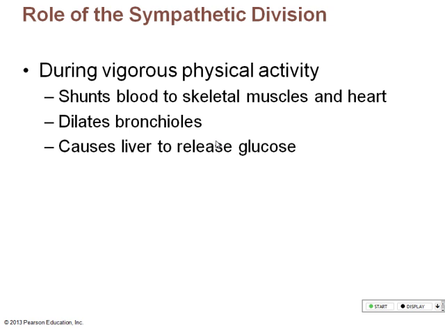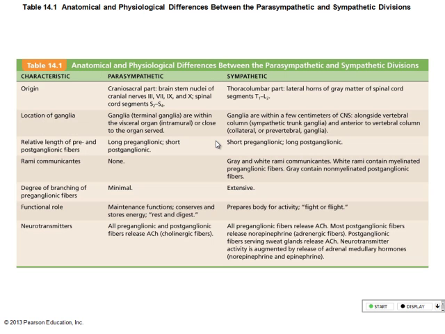Yes? So during vigorous physical activities, we're going to make sure skeletal muscle gets the blood it needs. The heart gets the blood it needs. We're going to dilate bronchioles so we can get more what? More oxygen in, and it causes the liver to release glucose. What for? Yeah, glucose is going to be that quick energy I need to make my ATP so I can cause those muscles to contract. So all of these are sympathetic division responses.